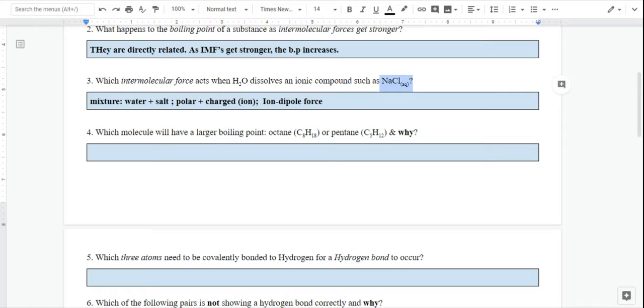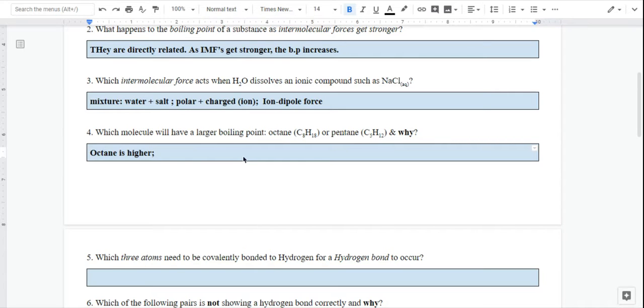Which of these molecules would have a larger boiling point, and why? So I suppose you could just Google and say, hey Siri, what's the boiling point of octane, or what's the boiling point of pentane? And it's easy to get an answer, and it's going to tell you octane is higher, but we want to know why.